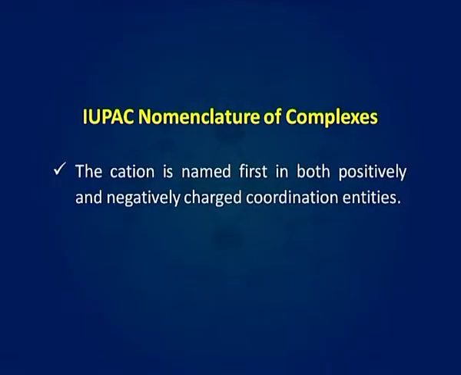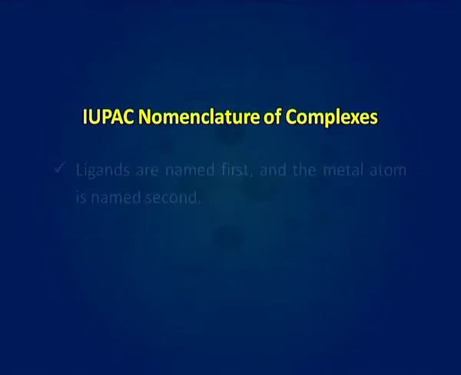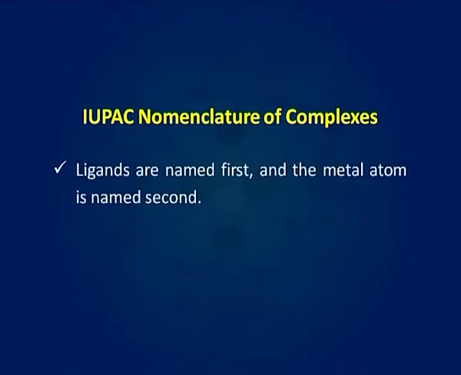The cation is named first in both positively and negatively charged coordination entities, and the name of the complex, whether anion, cation or neutral, consists of two parts written together as one word. Ligands are named first and the metal atom is named second. Now, you must consider the rules for naming the ligands.